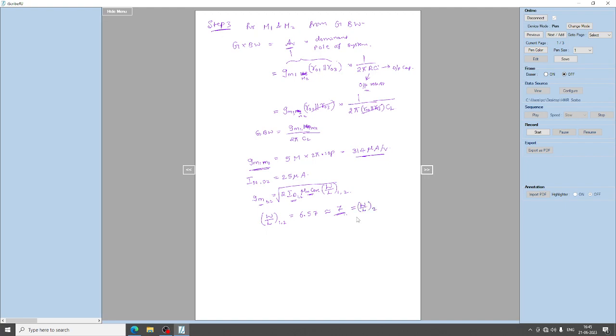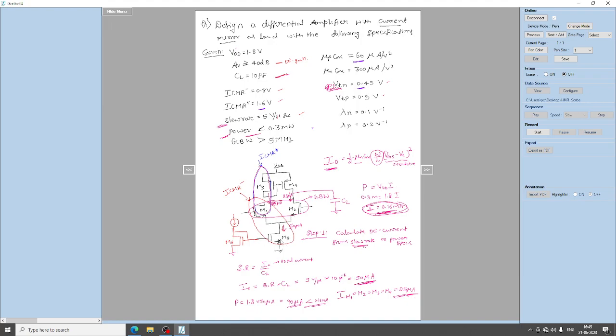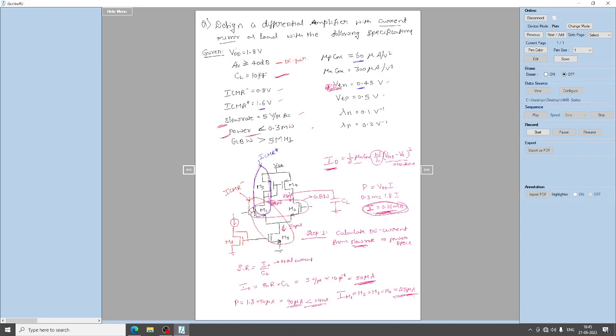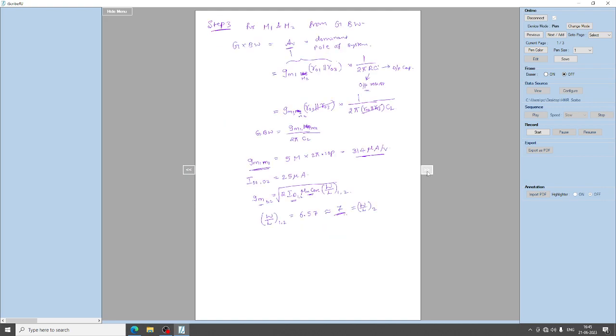Okay, so only left is the aspect ratio of M5. We have to find out the aspect ratio of M5. In this, you can find out the aspect ratio of M5 by making use of ICMR minus. So I will take this part of the circuit for the discussion further.